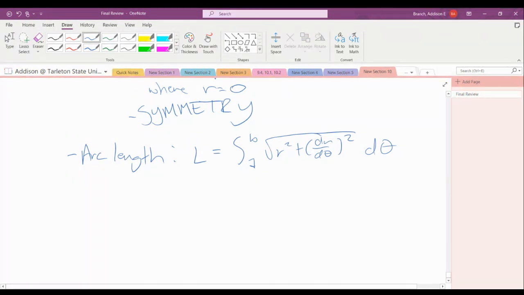And I think that's everything. I can double check the syllabus real quick and see if there's a section that I missed. But I am pretty sure that is everything. Let me look real quick. And yep, that's everything.